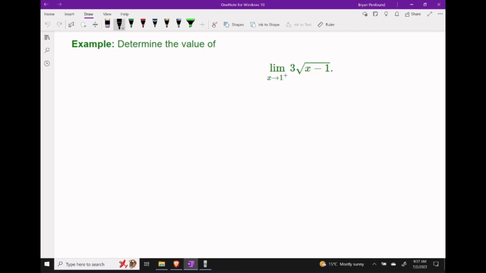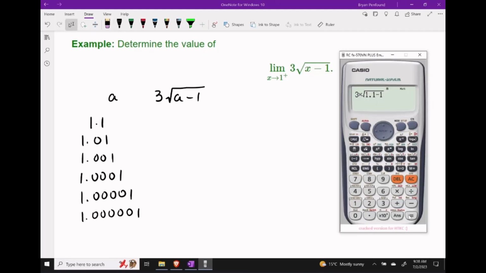We are going to use the table of values approach here, but we're only going to do one of the tables. We're going to do the table as x approaches 1, but from the right-hand side. So values a little bit bigger than the number 1. So let's begin by using the x value 1.1. We're going to substitute that into the function and evaluate that using our calculator.